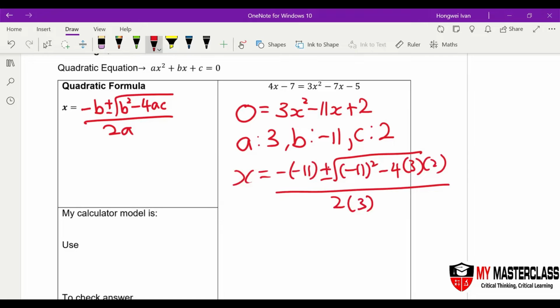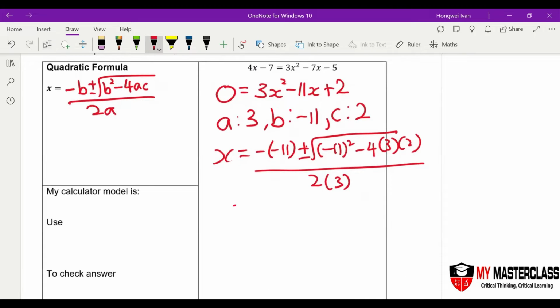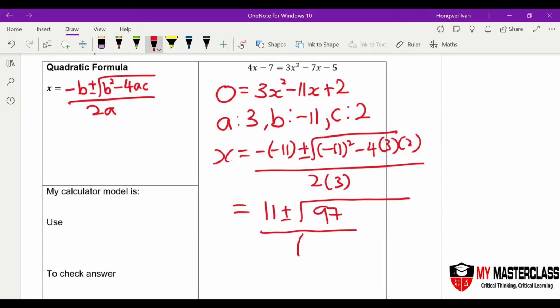Okay, this is called the standard of presentation: equals 11 plus minus. Okay, you must use your calculator and key in 11 squared minus 4 times 3 times 2. Janessa, key for me 11 squared minus 4 times 3 times 2. 121 minus 24. So 97. Janessa, is it 97? Yeah. Okay, I can hear you now. Over 6. Okay, this is the standard of presentation.